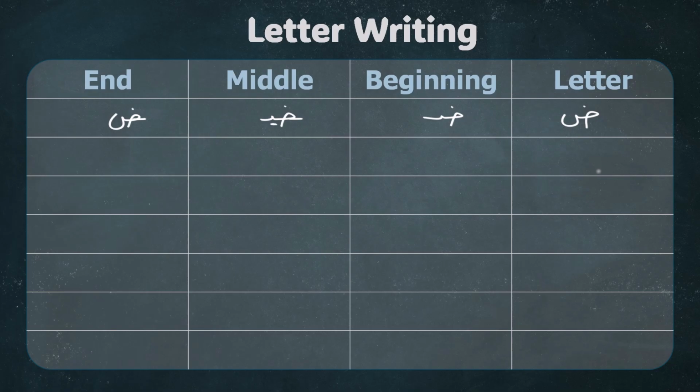Then we have Ta. And you may notice that Ta already has this tail or extension, so it's going to be written in the beginning like this, and in the middle, and in the end, the same as the middle. And Za will just follow through.